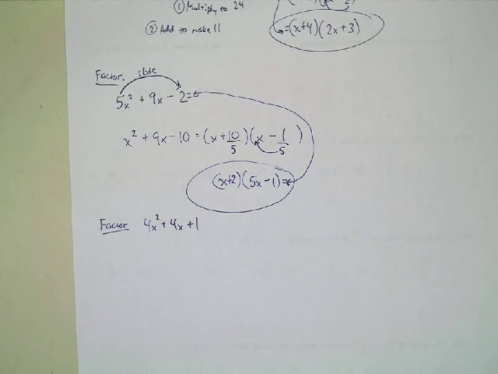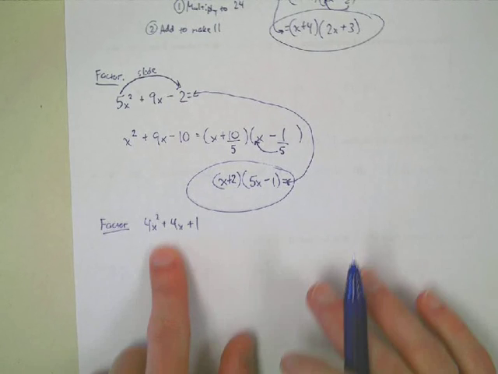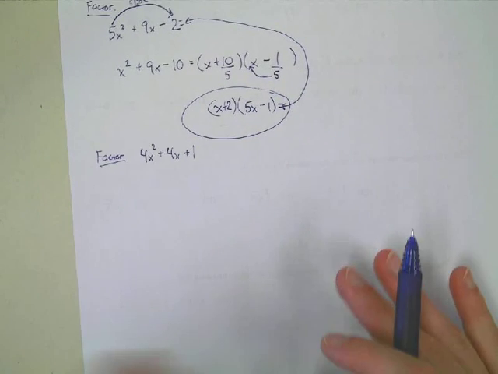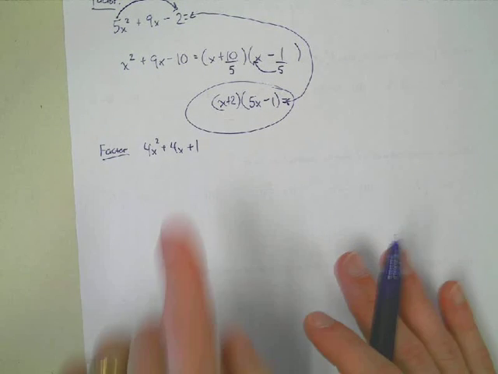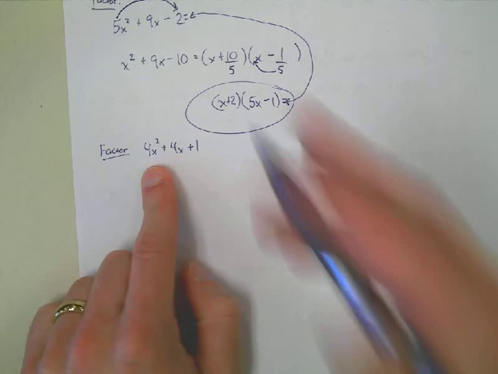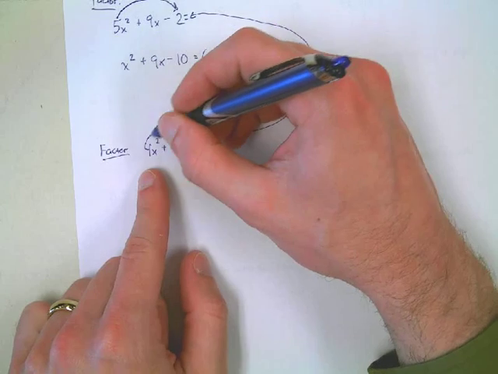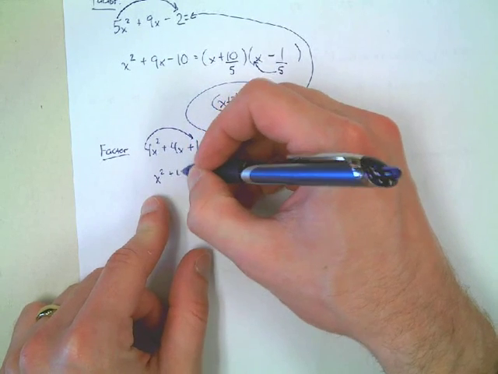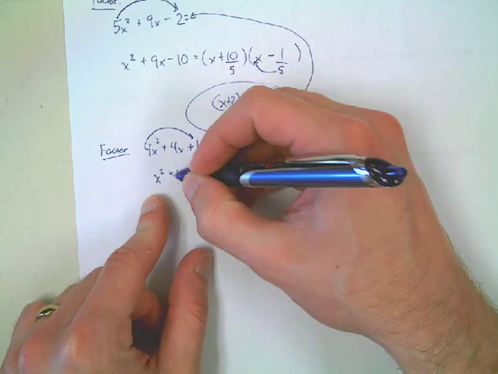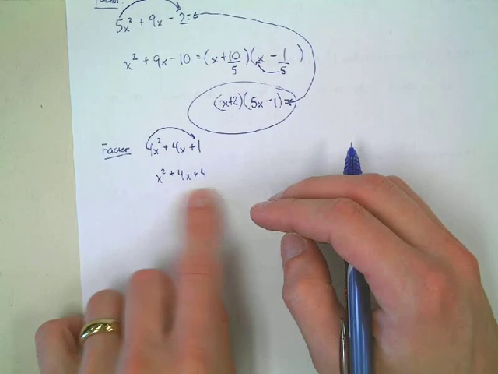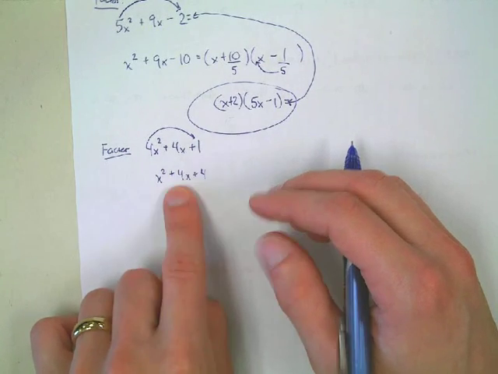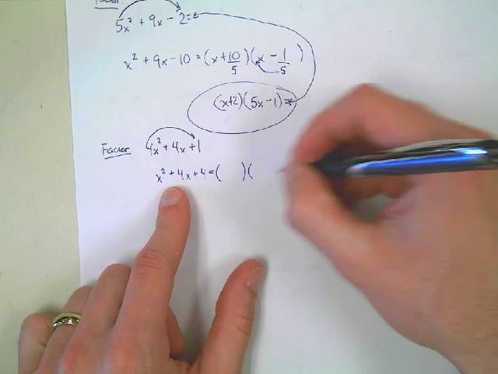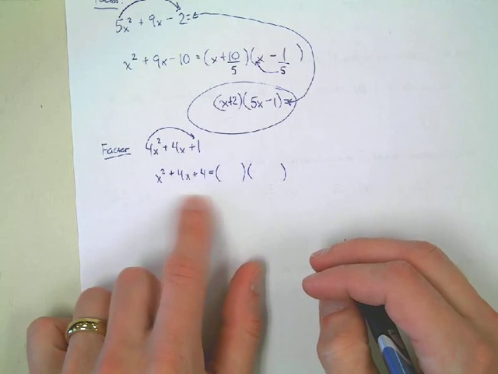So again, we've got 4x squared plus 4x plus 1. We can't factor this like we were doing yesterday yet because we have that number 4 in front. But we can use slide and divide. We slide that 4 back, and so that now becomes x squared plus 4x plus 4. So there's the slide. Now we can factor this like we did yesterday. How does this factor? What does it factor to be? X plus 2, x plus 2.